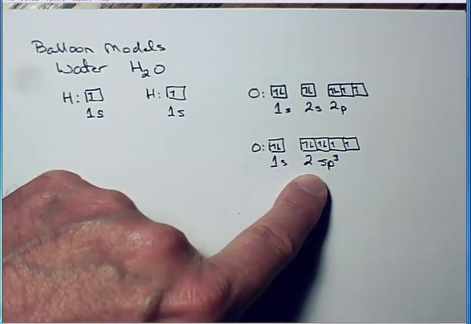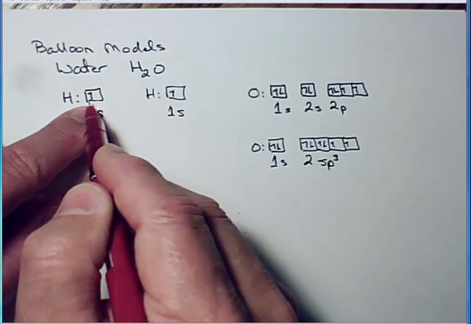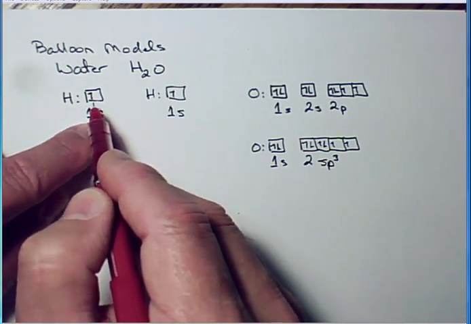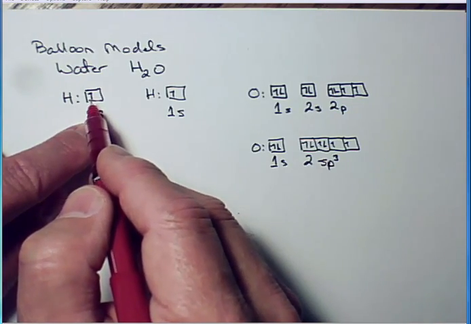Okay? And so what we have now is one electron here in hydrogen. Hydrogen only has an s sublevel, and it needs to have 2 electrons to have a full valence level.